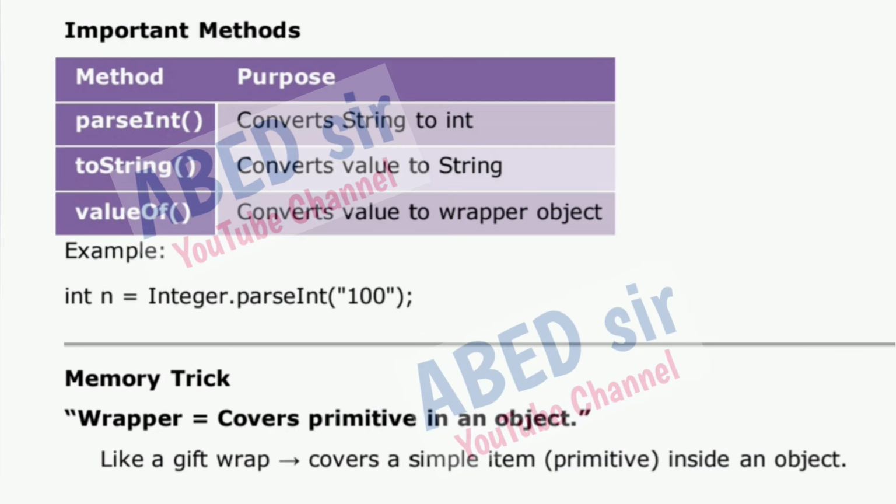Important methods. Method, purpose. parseInt converts string to int. toString converts value to string. valueOf converts value to wrapper object. Example: int n = Integer.parseInt("100"). Memory trick: wrapper means covers a primitive in an object. Like a gift wrap covers a simple item, the primitive, inside an object.